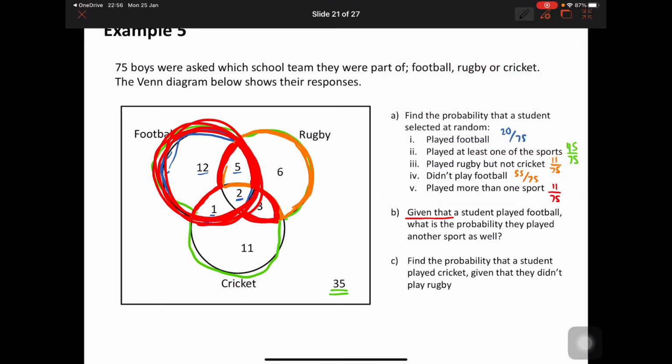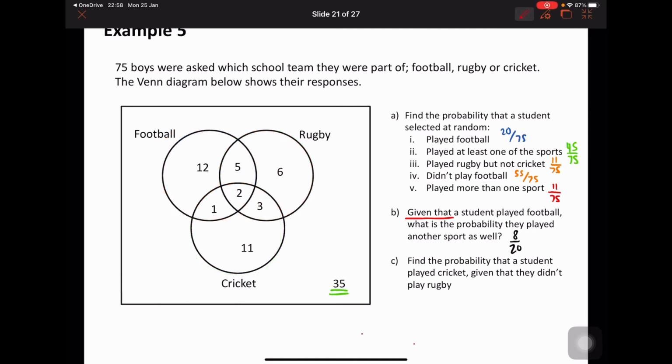Given that they played football, what is the probability that they played another sport as well? Let's use black. That means these 3 regions within that big red football region. So 5 plus 2 plus 1 is 8. So it's going to be 8 over 20. Yeah, 8 over 20.